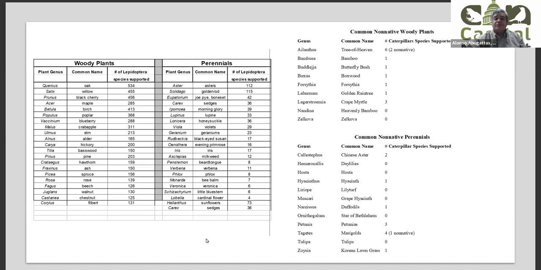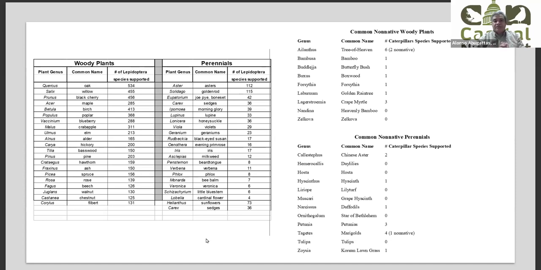You look at something like bamboo. There's only one kind of caterpillar that feeds on it. Butterfly bush is always touted as a wonderful pollinator plant. But when it's not in bloom, it's just taking up space, competing with everything else, and not supporting anything. One species of caterpillar uses butterfly bush. So outside of its bloom time, it's really not that great of a plant. And right down the line, the same thing happens with many of the others.